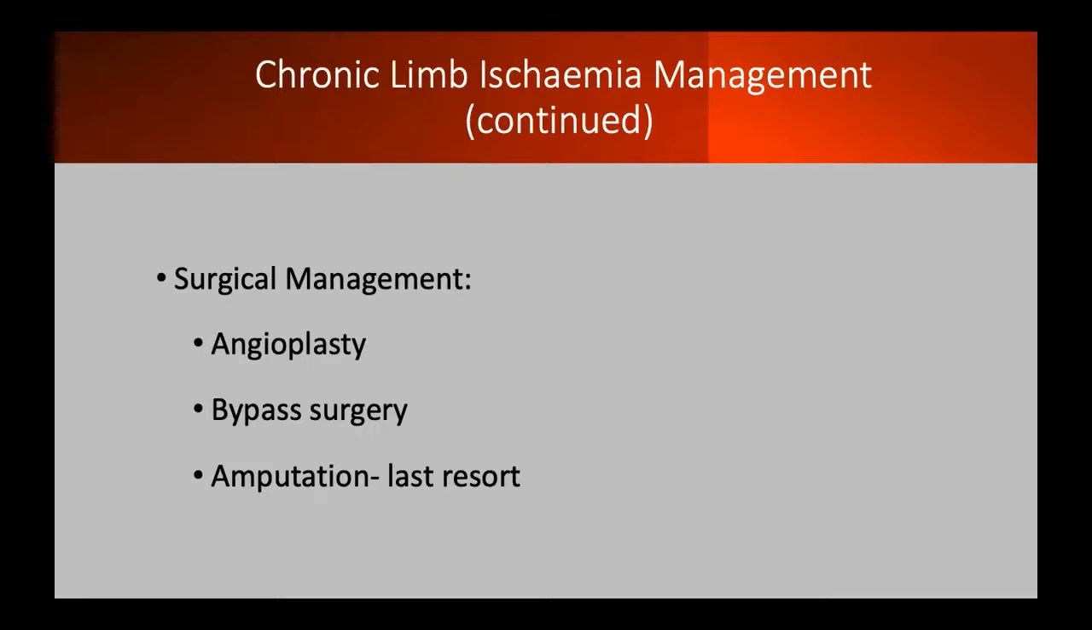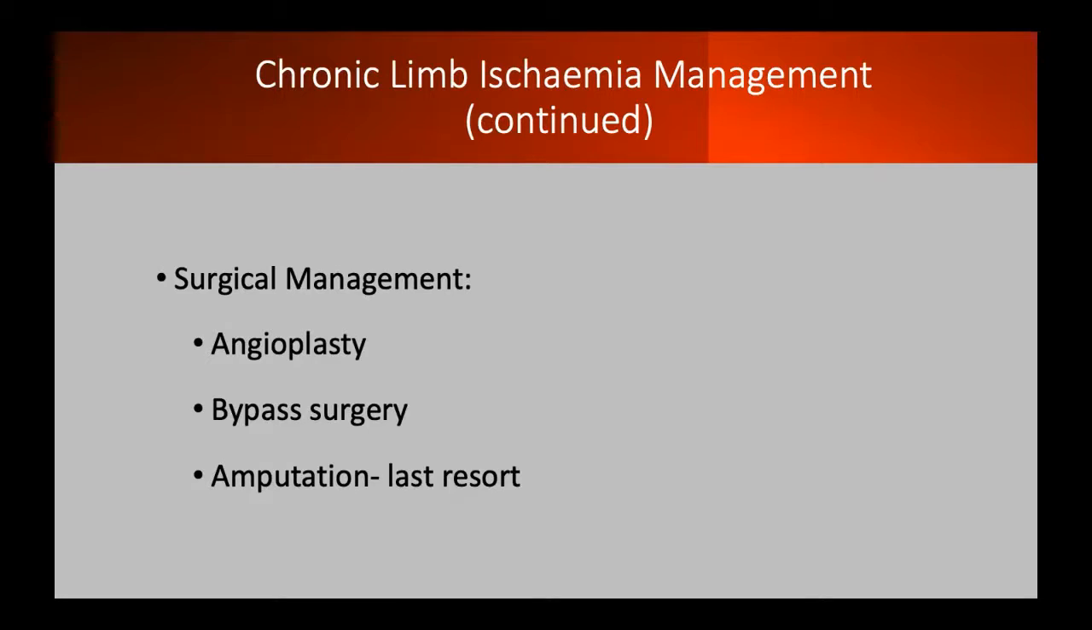In terms of the surgical management, patients who have had supervised exercise and it has failed to improve their symptoms, and they have tried the risk factor modifications, but haven't helped, can be offered surgical intervention according to the NICE guidelines if it is suitable. So patients with critical limb ischemia are urgently referred for surgical intervention, irrespective.